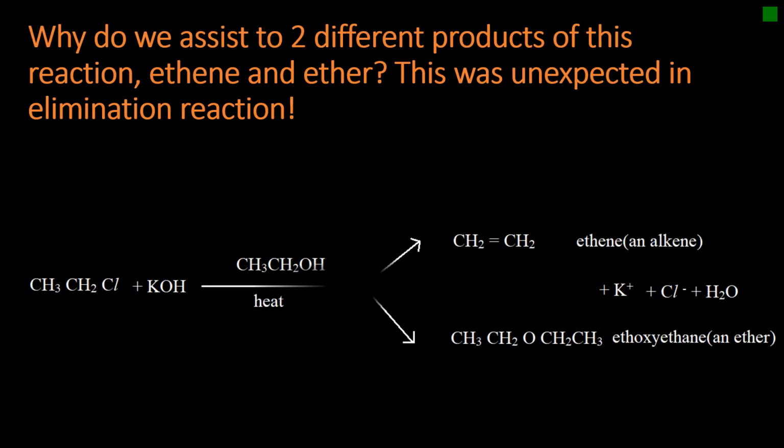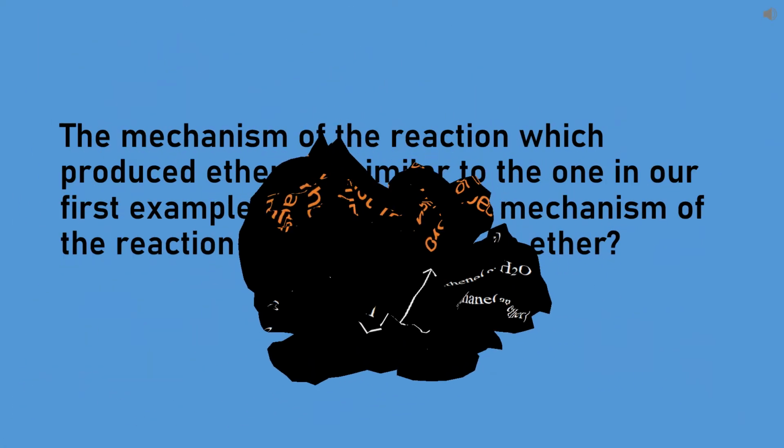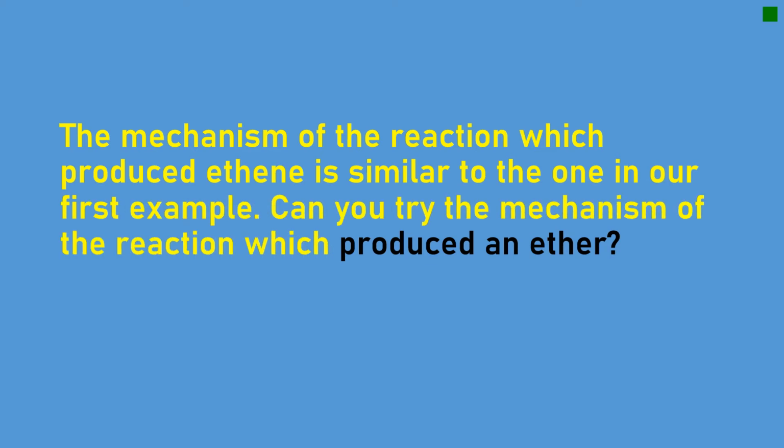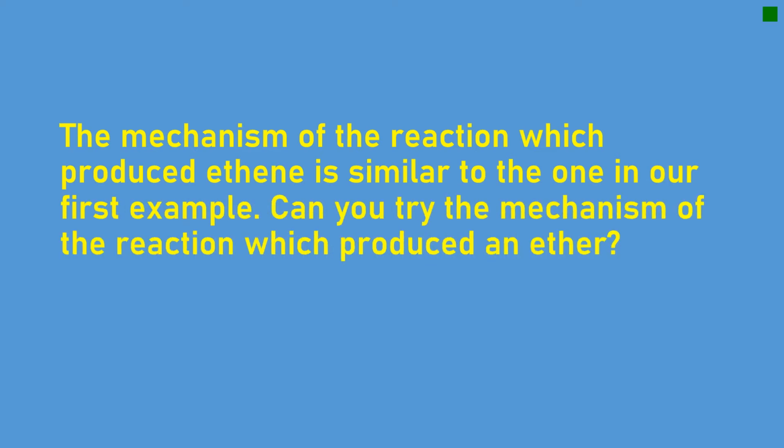Why do we get two different products of this reaction, ethene and ether? This was unexpected in an elimination reaction, where we were expecting to have an alkene only. The mechanism of the reaction which produced ethene is similar to the one in our first example. Can you try the mechanism of the reaction which produced an ether?